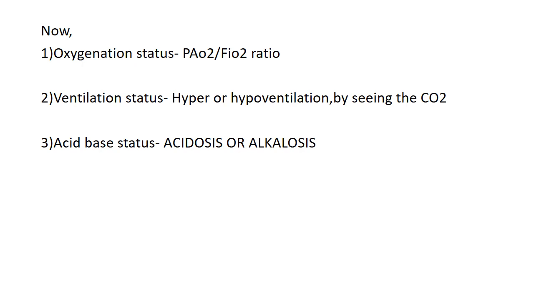Ventilation status, whether the patient is hyperventilating or hypoventilating, that is breathing more or breathing less. Okay, so in that case you just see the CO2. If the CO2 is low, then the patient is hyperventilating. If the CO2 is high, then the patient is hypoventilating. High CO2, hypoventilation. Low CO2, hyperventilation. Okay, got it? Then you come to the acid base status. You have to see whether there is acidosis or alkalosis in the sample.